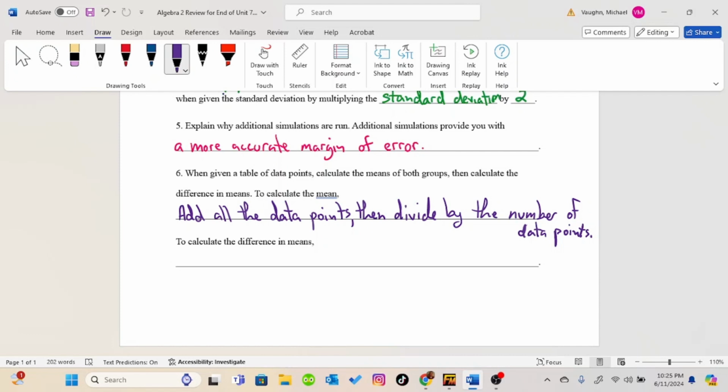To calculate the difference in means, subtract the second mean from the first mean.